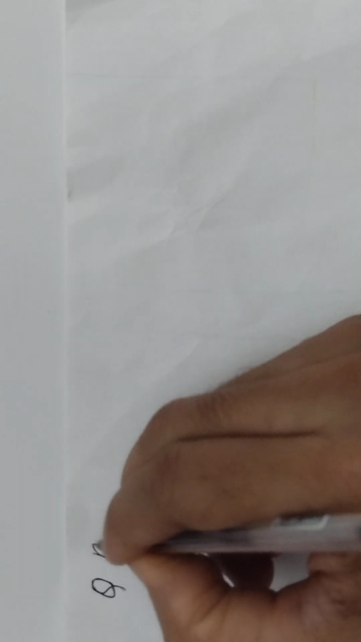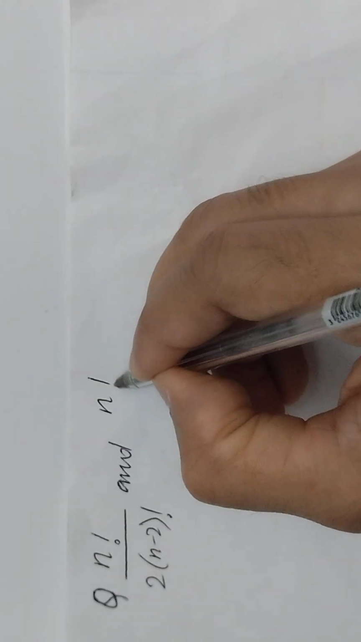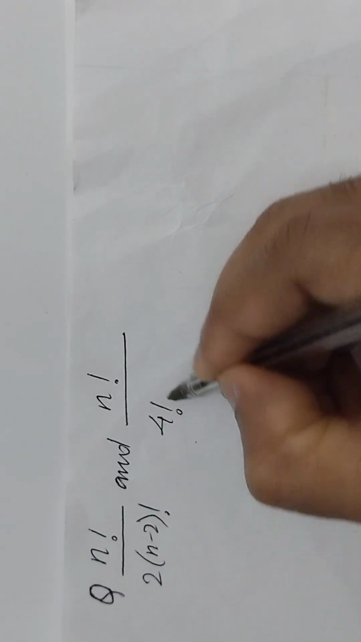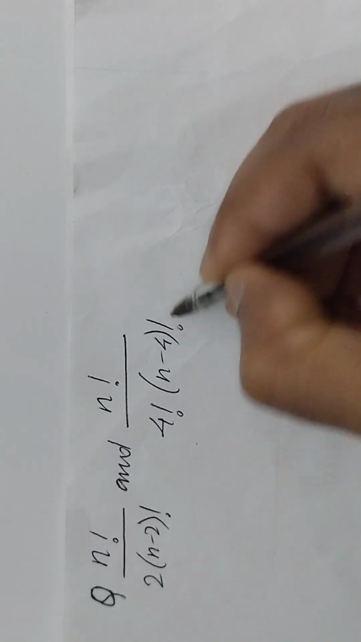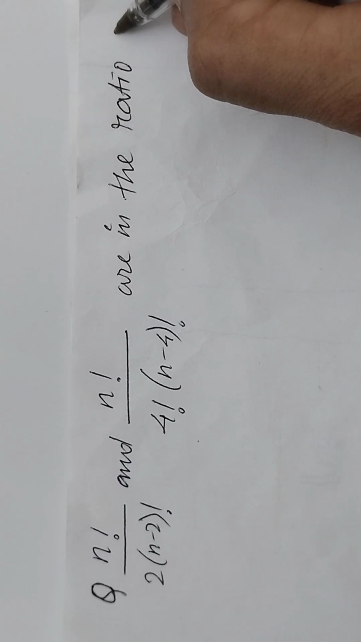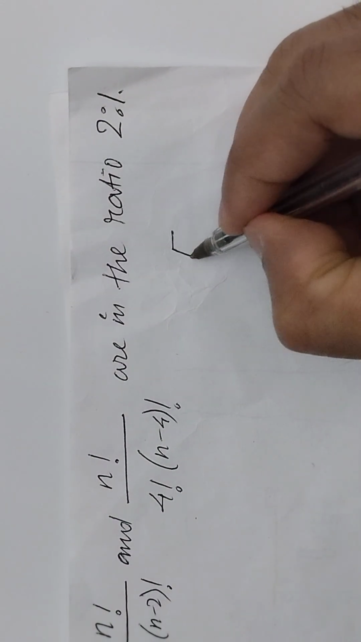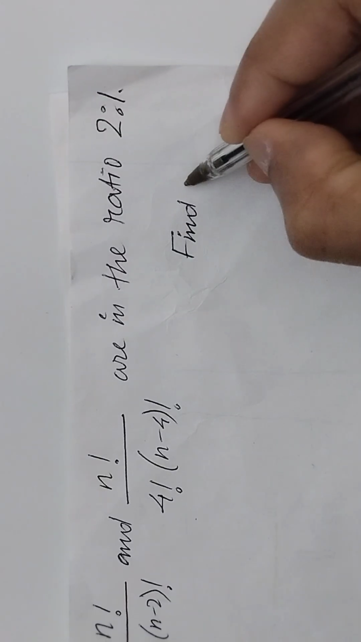Now we have another question. If n factorial divided by 2 into (n minus 2) factorial and n factorial divided by 4 factorial into (n minus 4) factorial are in the ratio of 2:1, find n.